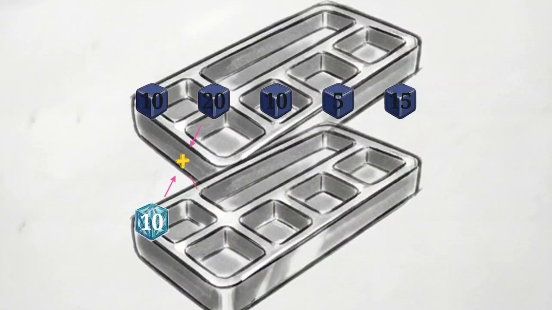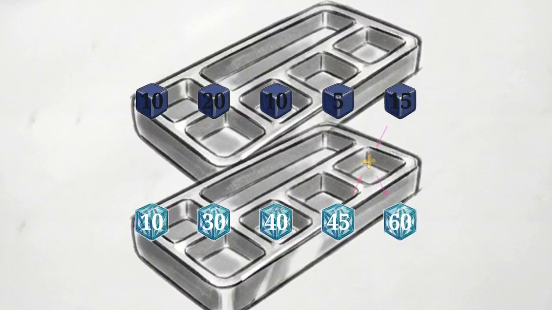For the next marker, we take our current running total of 10 and add the next segment of 20. That gives us a new total of 30 miles traveled so far. We follow that pattern all the way down the line. 30 plus 10 is 40. 40 plus 5 is 45. And 45 plus 15 gives us a total trip length of 60 miles.